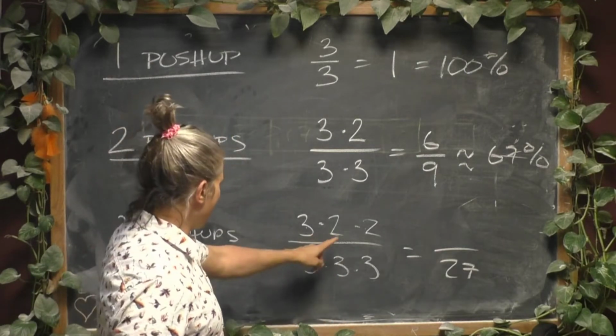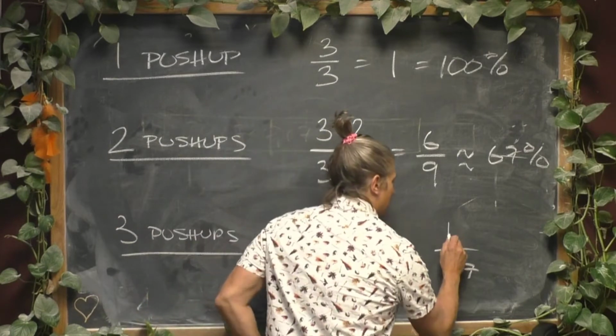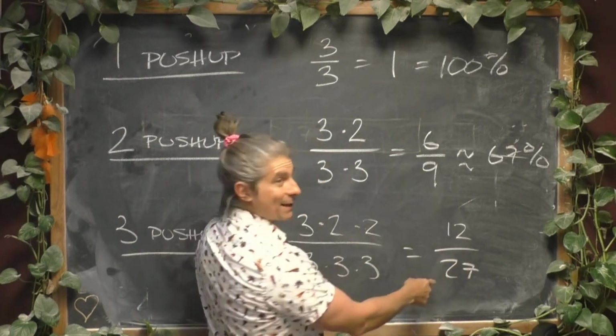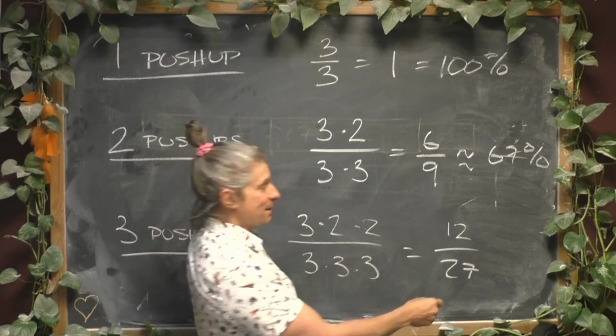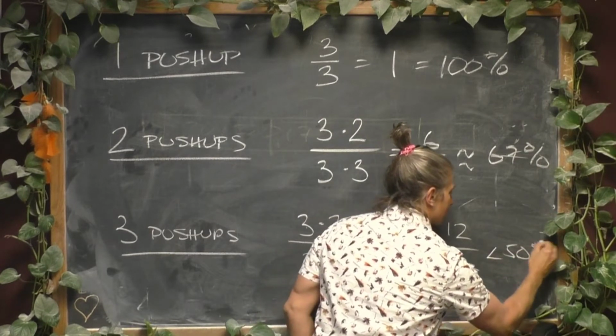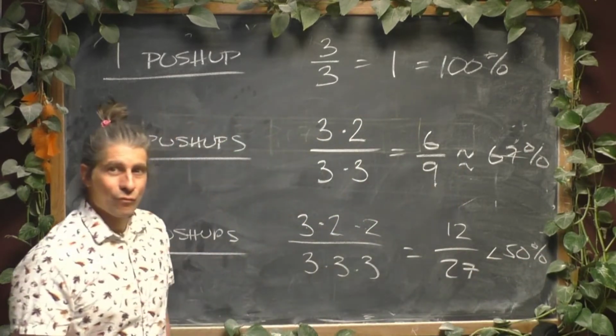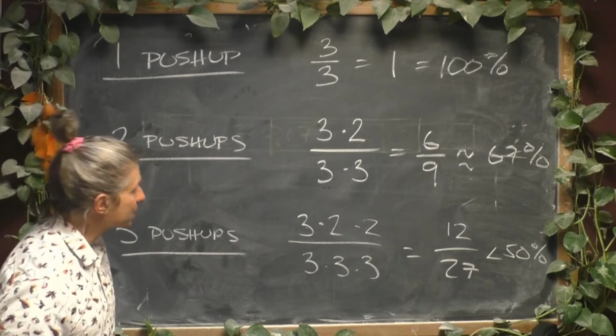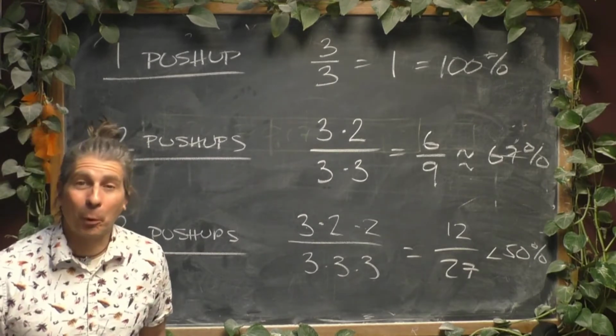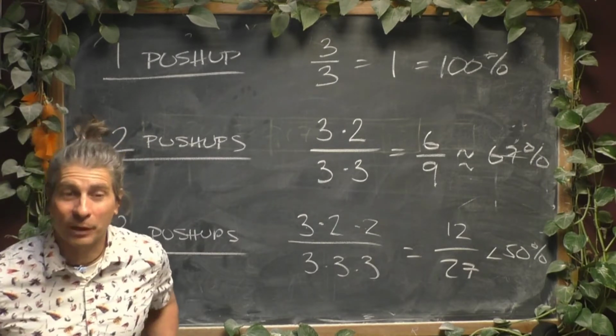So what do we got here? We got 4 times 3, that's 12 27ths. Well, look what just happened. That just dropped below 50%. We have room for 4 push-ups? We don't. Let me clear the board and we'll do 4 push-ups to do one more example and then we'll go from there.